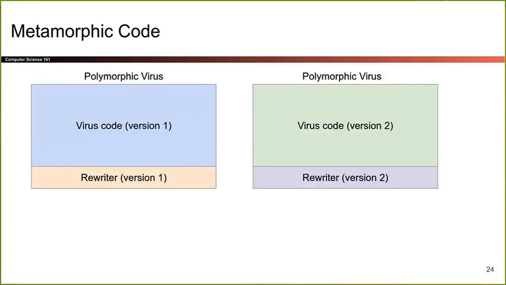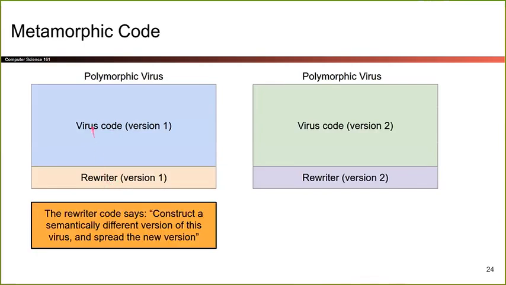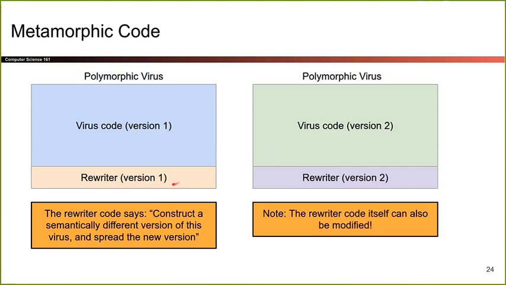Okay, so here's the polymorphic virus. It's kind of the same as before. We have the virus code and the rewriter, and then the code itself executes. Then the rewriter executes and says, construct a new version of the code that does the same thing but uses some different variables, and then spread the new version. And one thing to notice here is that, in fact, you can also modify the rewriter code. So this rewriter code is also just a code snippet. So maybe you can also change the order of operations or some algorithm inside the rewriter code so that the entire virus looks different every time. So this one is blue and orange, and this one is green and purple. So it's different every single time.